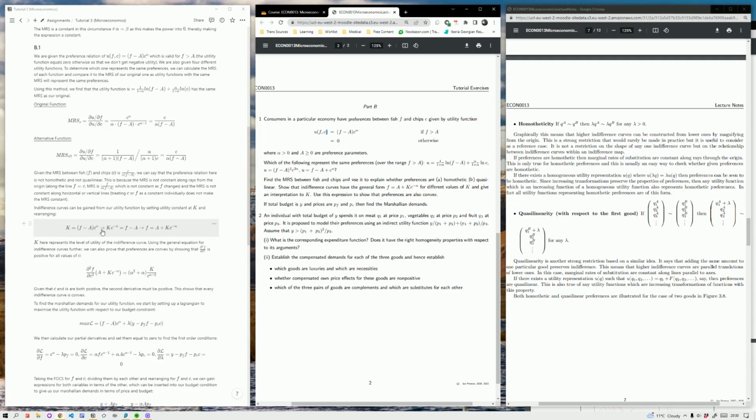I've rearranged it. I've moved C over to the other side. You can do C to the negative alpha because you've divided it, and that's going to give you the negative alpha there, which is going to be equal to F minus A. And you just move over the A and you've got your indifference curve. How lovely. K here represents the level of utility given by our indifference curve. So if it's 1, then the max we can gain on our indifference curve is 1 utility, and if it's 10, then it's 10 utilities. So that's pretty easy to understand.